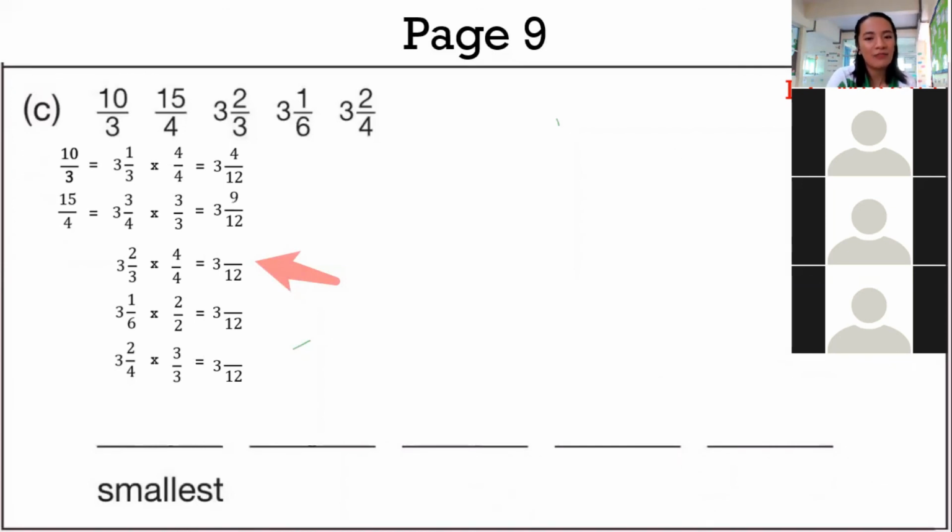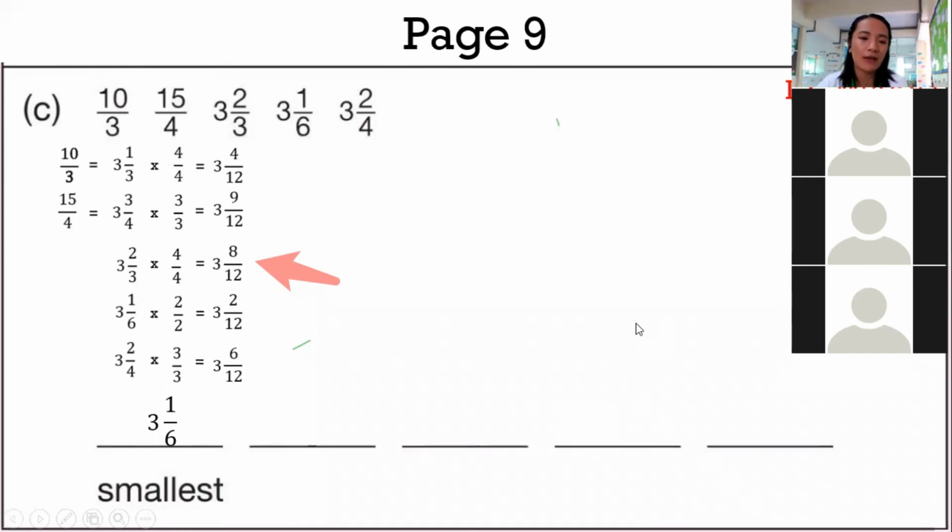9. Very good. Next, 2 times 4. 8. Very good. 1 times 2. 2. And 2 times 3. 6. Very good. Arrange the fractions here in letter C in increasing order. So let's start with the smallest going to the biggest.